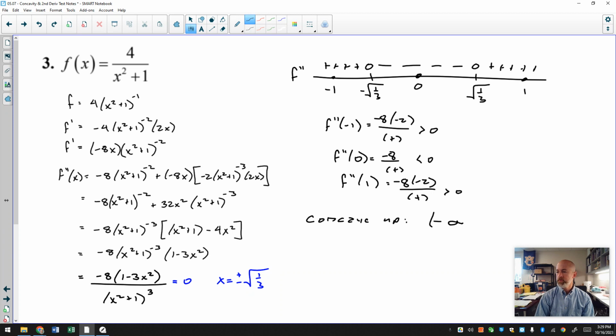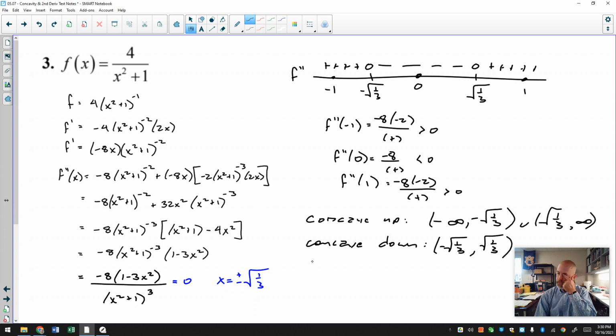Left of -√1/3 and after √1/3, and then we're concave down. Concave down between those two hypercritical numbers, between -√1/3 and +√1/3. And then we have an inflection point. We actually have two.